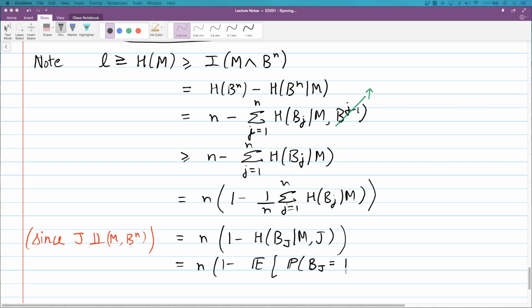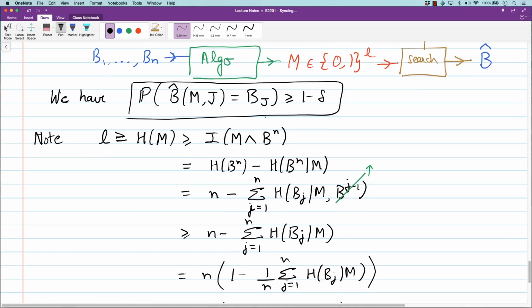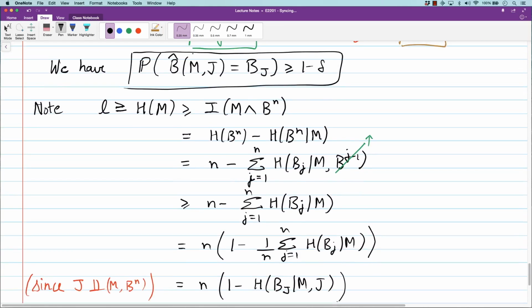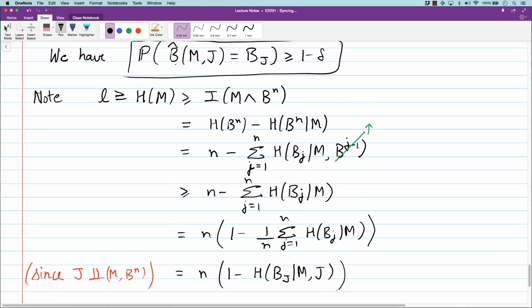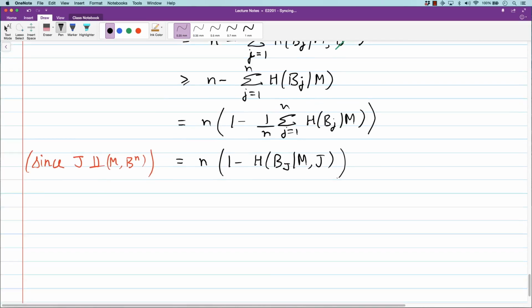Yeah, so maybe a better way to proceed from here is to now use Fano's inequality. So we have this bound now. Now let's look at this term that we have here. We still haven't used the fact that you can recover bj as a function of m and j. That b hat, that's the second part of the algorithm. It can use this function and recover it.